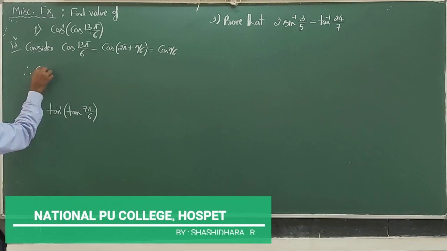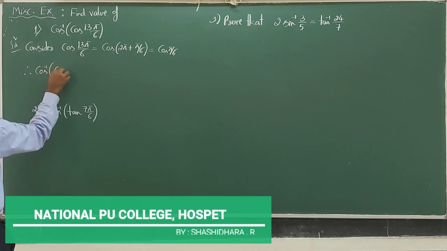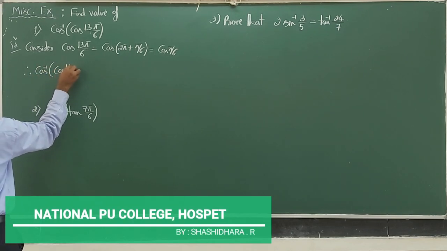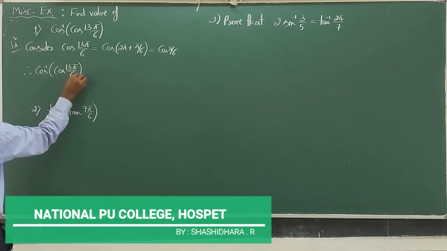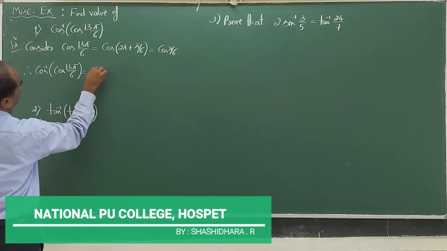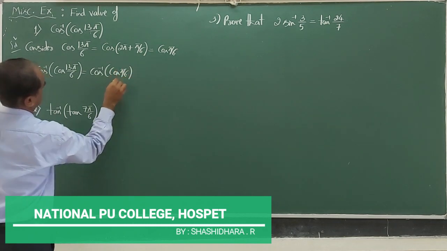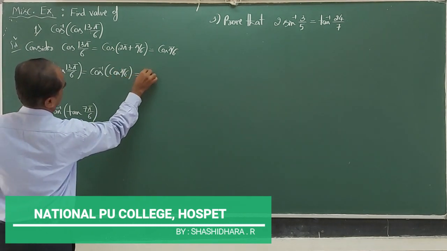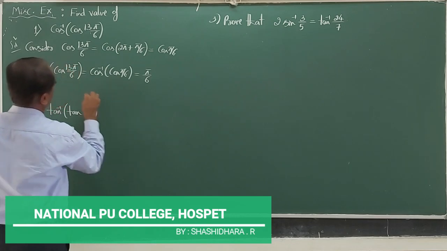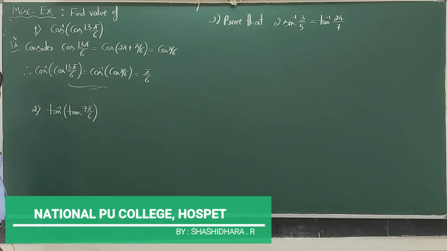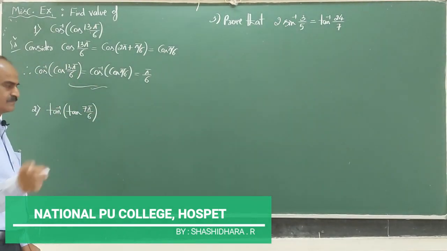Therefore, cos inverse of cos 13 pi by 6 is equal to cos inverse of cos pi by 6, which is equal to pi by 6. Very simple question.